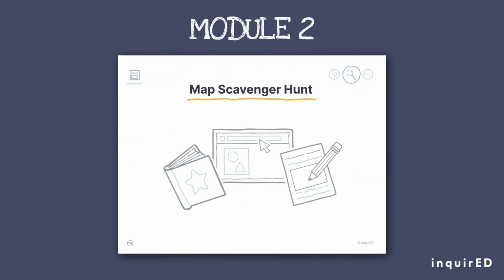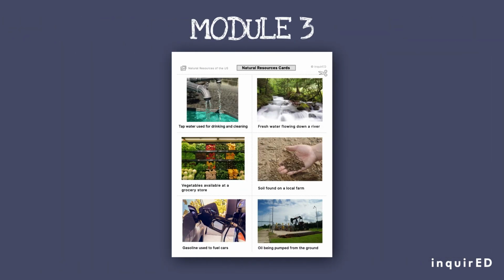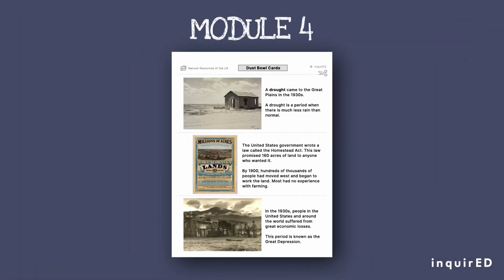Let's look at a few highlights from each module. In Module 2, students practice map reading skills by going on a map scavenger hunt. In Module 3, students conduct research in small groups, investigating how humans rely on natural resources and how they can be used more responsibly. In Module 4, students engage in a Dust Bowl card sort to examine a historical event through the lens of sustainability.